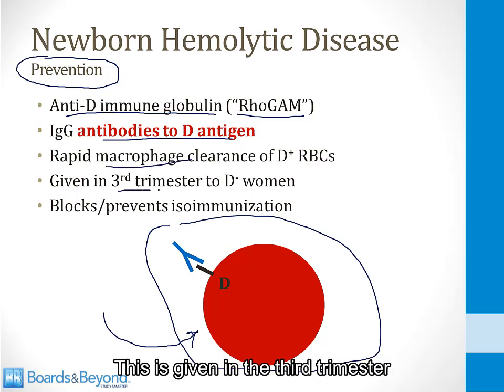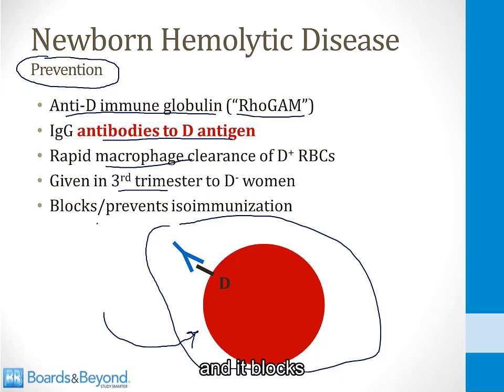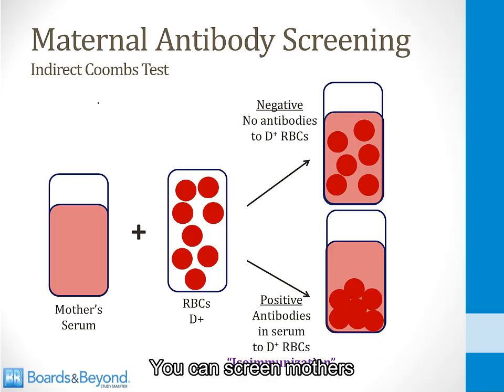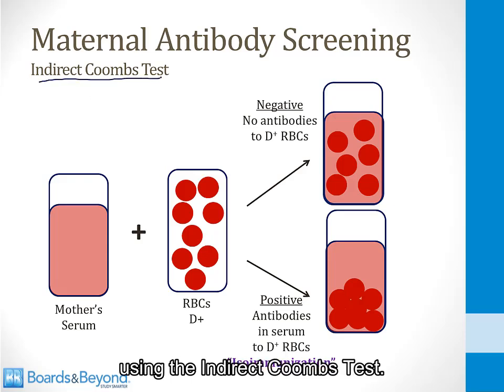This is given in the third trimester to women who are D negative to prepare them for delivery, and it blocks and prevents isoimmunization at the time of delivery. You can screen mothers who are D negative for antibodies to the D antigen using the indirect Coombs test.